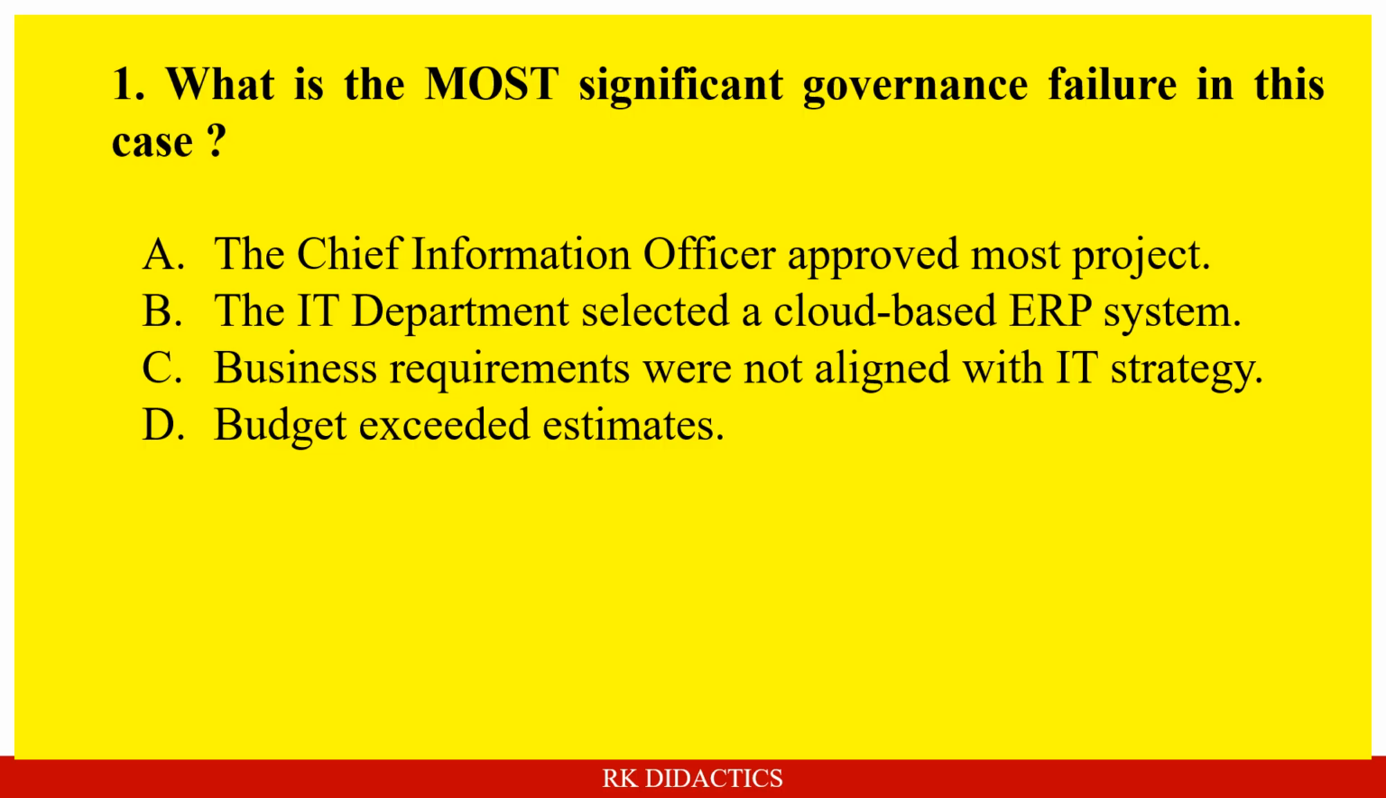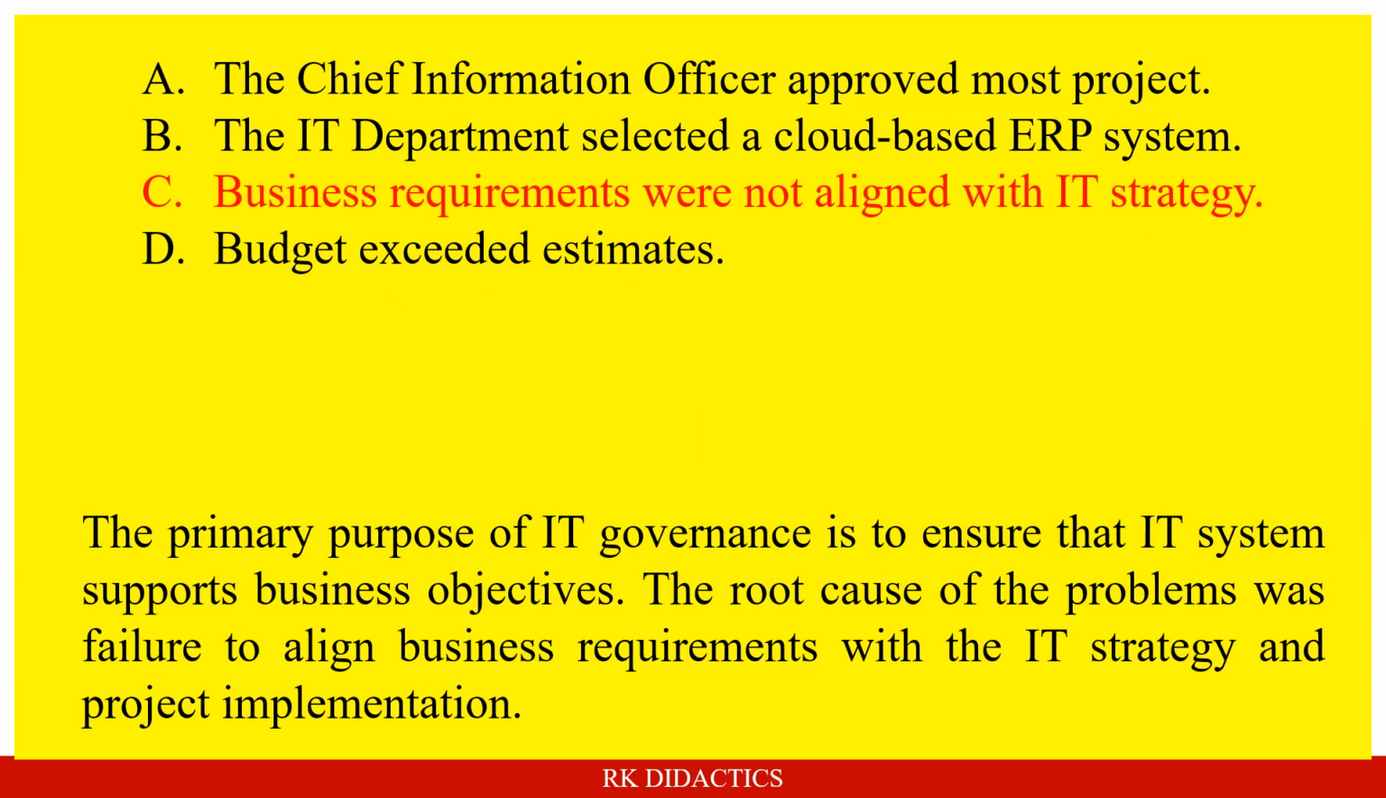What is the most significant governance failure in this case? The Chief Information Officer approved most projects. The IT department selected a cloud-based ERP system. Business requirements were not aligned with IT strategy. Budget exceeded the estimates. So the most significant governance failure is that business requirements were not aligned with IT strategy.